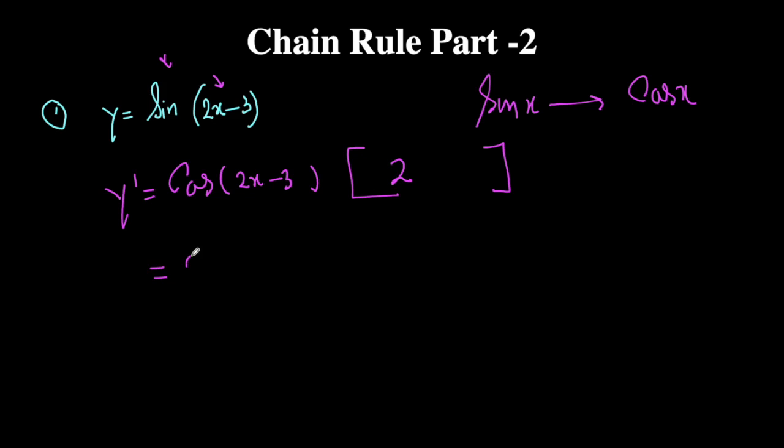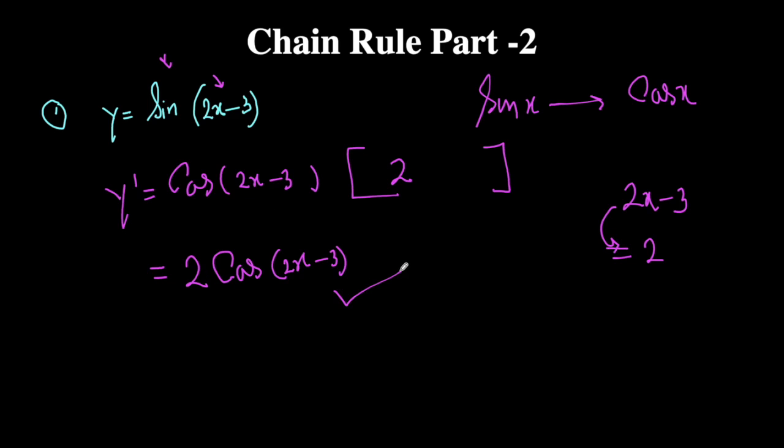So the answer is 2 cos (2x minus 3). You can see that by taking a bracket the question becomes easier. What we have done: differentiation of sine bracket is cos bracket multiplied by differentiation of the bracket. Differentiation of 2x you can find separately, which is just 2. That's why we have multiplied cos (2x minus 3) by 2. So this is your final answer.